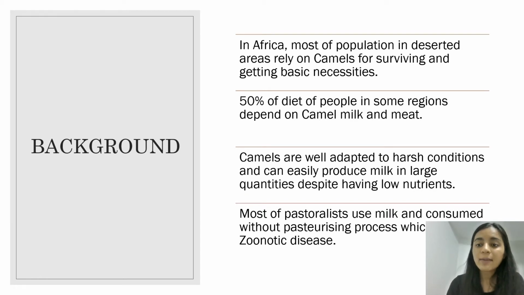As we all know, Africa is a very deserted area, and 50% of the diet of the people living there comes from camel milk and meat. Camels are very well adapted to the harsh conditions, and they can produce milk in very large quantities despite having the lowest nutrients present in the body.